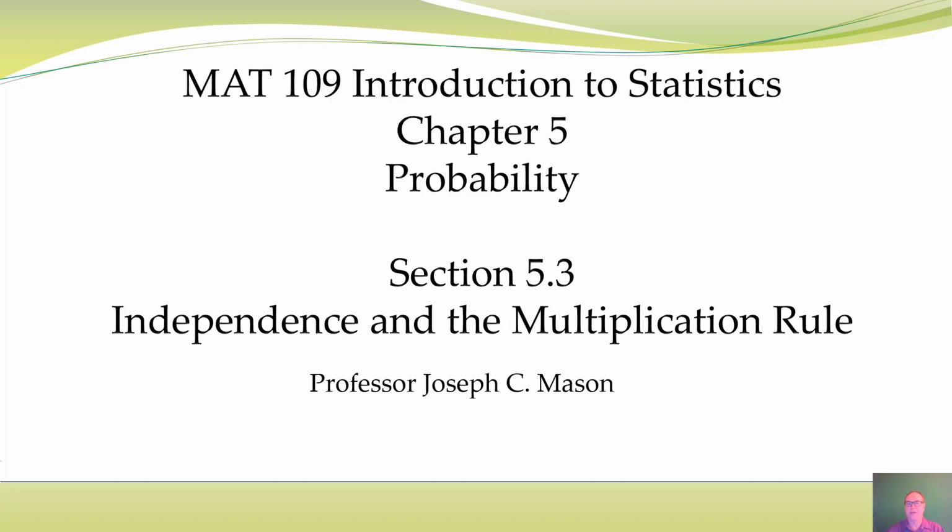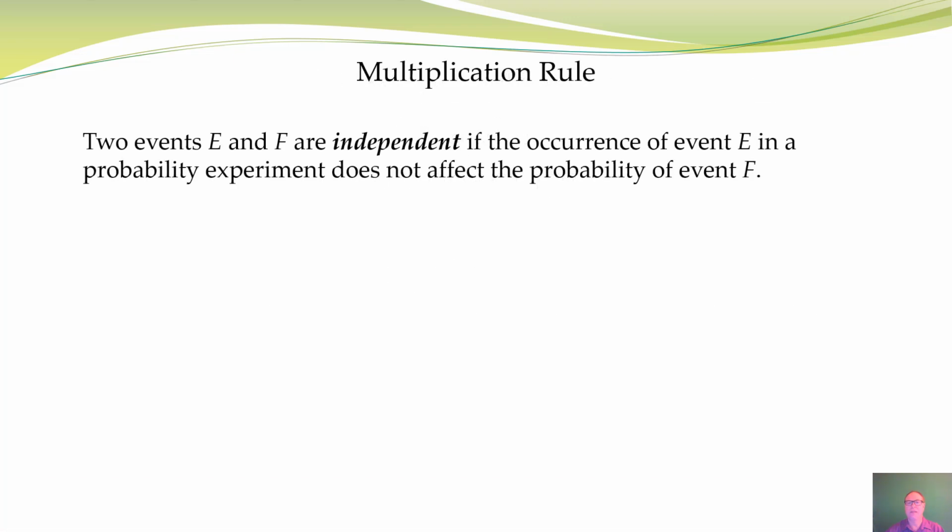Introduction to Statistics, Chapter 5, Probability, Section 5.3, Independence and the Multiplication Rule. Two events E and F are independent if the occurrence of event E in a probability experiment does not affect the probability of event F.